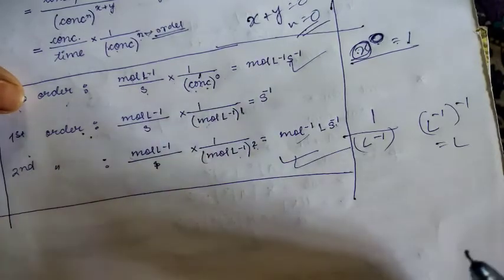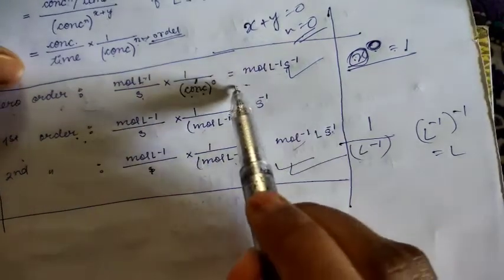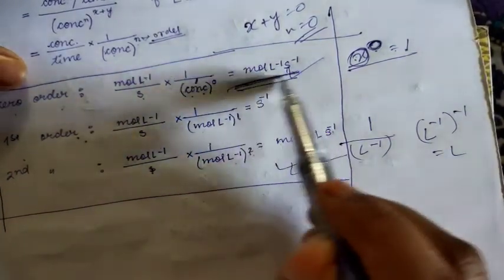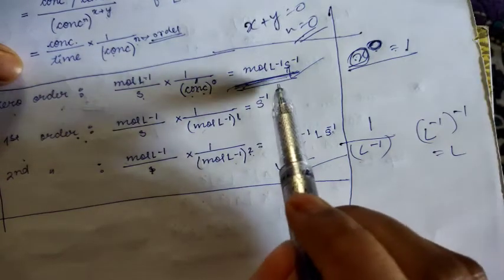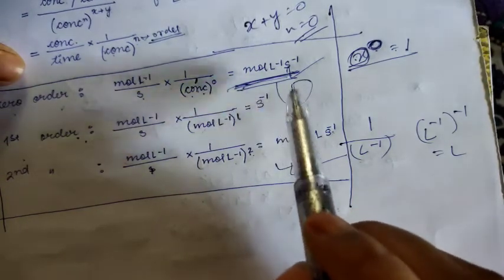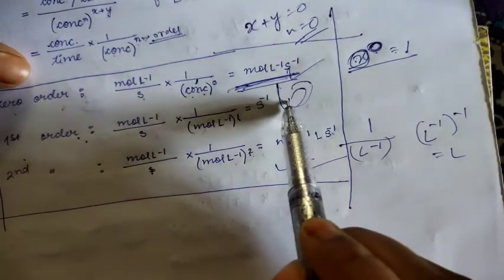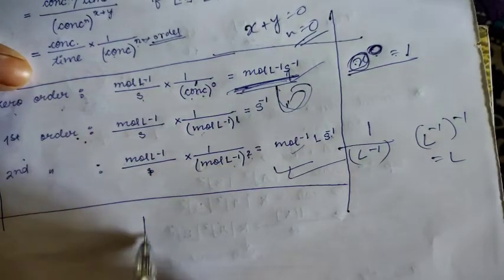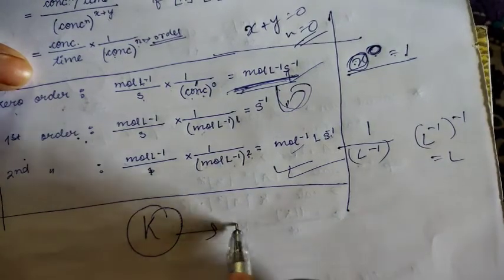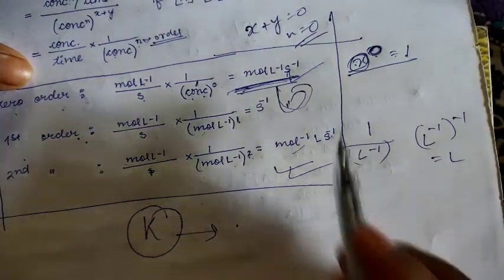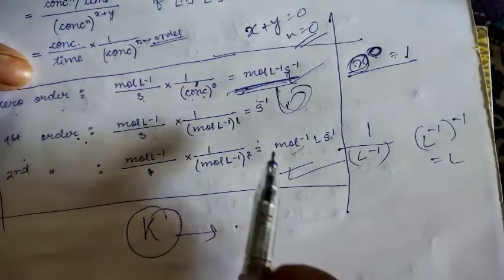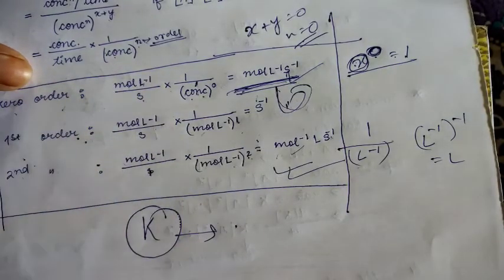Is it clear? So by looking at the units of the rate constant, by looking at the units of k, you know what order it is. Clear? So this thing you have to memorize, or you can calculate like this.